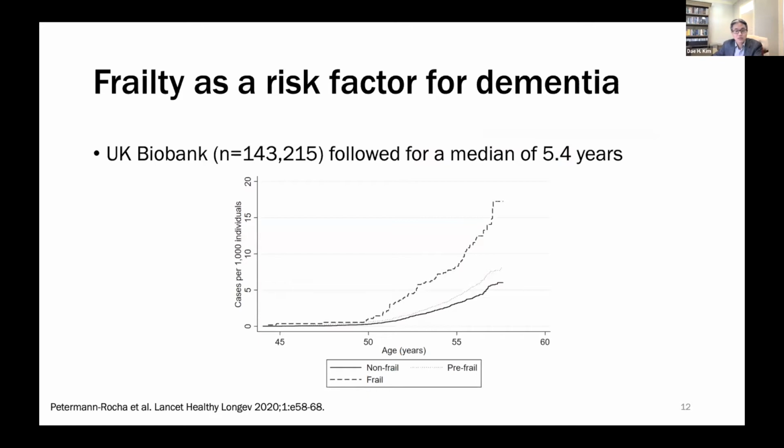A recent study from UK Biobank showed that people with frailty are more likely to develop dementia than those without frailty. In the study, they estimated that 8.6% of dementia cases could be prevented by reversing frailty, and 9.9% of cases could be prevented by reversing the pre-frail stage.